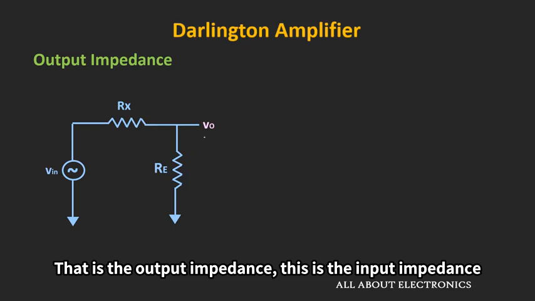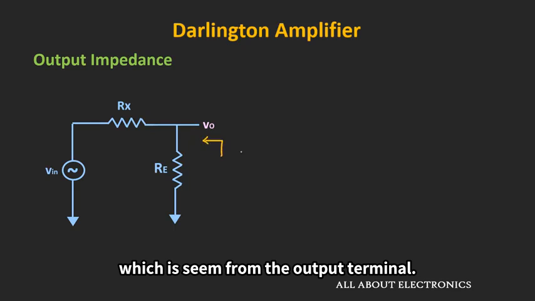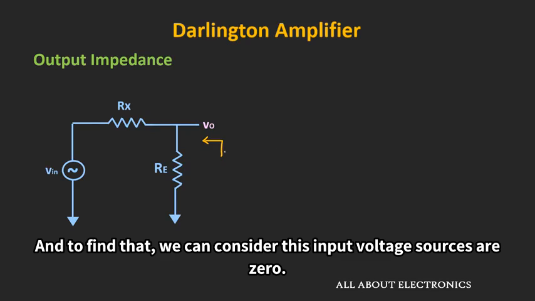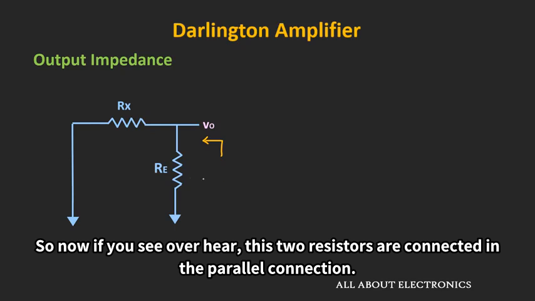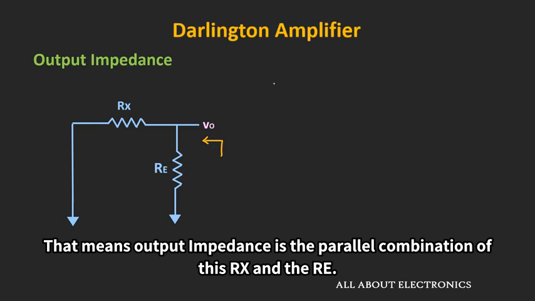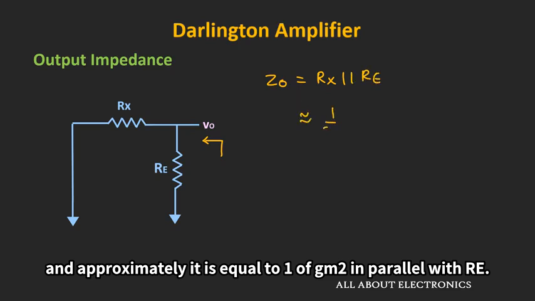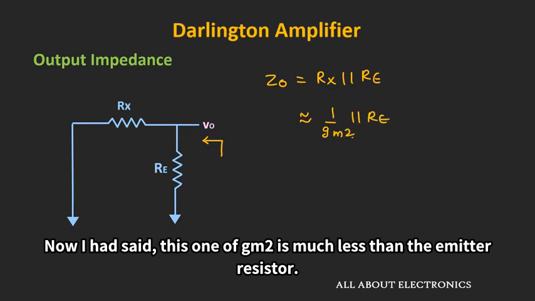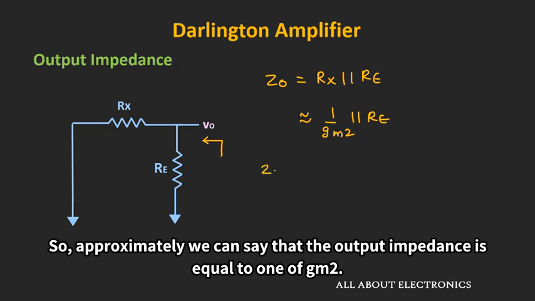That means the output impedance is the equivalent impedance which is seen from the output terminal. And to find that, we can consider this input voltage source as 0. So now, if you see over here, these two resistors are connected in parallel. That means output impedance is the parallel combination of this Rx and the Re. And approximately it is equal to 1 over gm2 in parallel with Re. Now as I said, this 1 over gm2 is much less than the emitter resistor. So approximately we can say that this output impedance is equal to 1 over gm2.